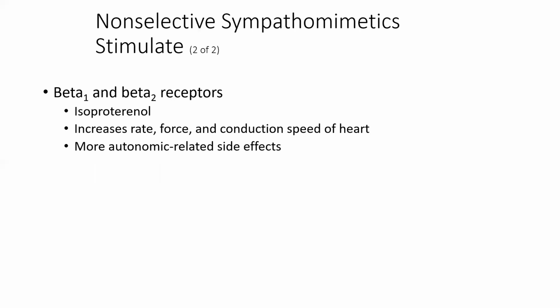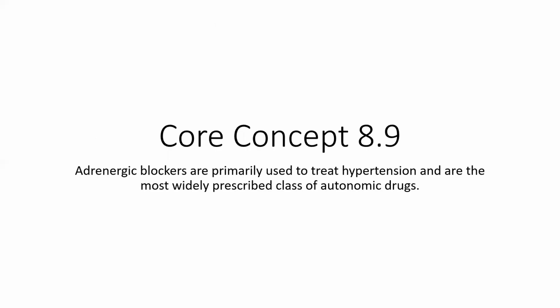Beta-1, beta-2 receptor, if you remember in the chart, we did the names of these drugs. Isoproterenol is used as a beta-1 and beta-2. It increases the rate, force, and conduction speed of the heart. There are more autonomic related side effects.